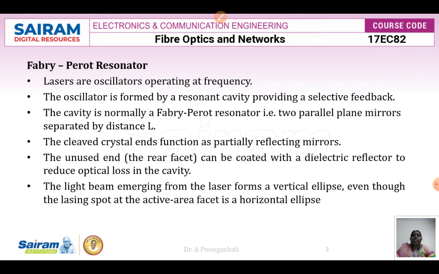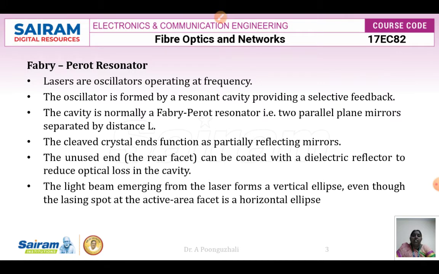The cleaved crystal ends function as partially reflecting mirrors. The unused end is coated with a dielectric reflector to reduce the optical loss that occurs inside the cavity. The light beam which emerges from the laser forms a vertical ellipse, even though the lasing spot at the active area of the facet is a horizontal ellipse.